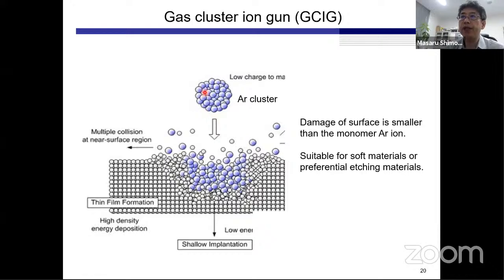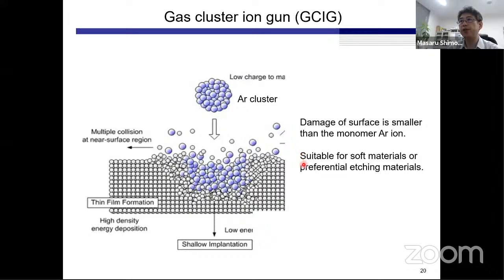Then we can make an argon cluster ion like this. The size of the cluster is like 500 argon atoms or 1,000 argon atoms. That is the scale of the cluster. And this is an ion, but as you know, the bonding between argon atoms is very weak. So after hitting the surface, it's very easily broken. So very soft, mild etching is possible by using an argon cluster.